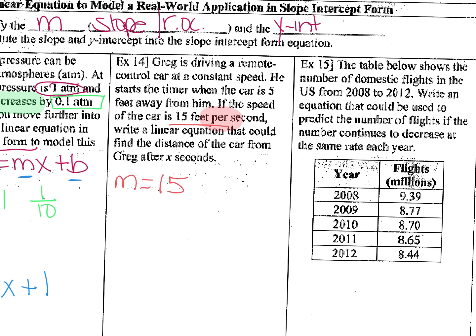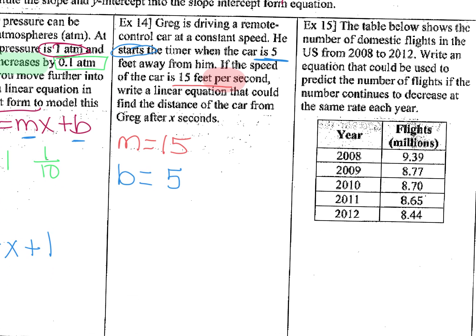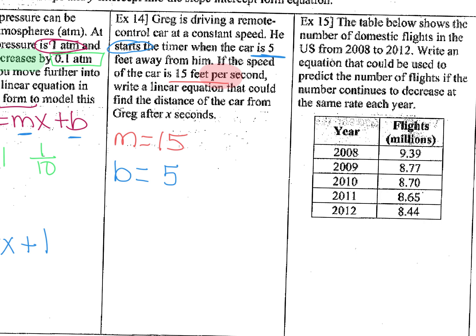Okay. And now, where did Greg begin? Where did he start? Where is his initial? Well, he told me that he starts when the car is 5 feet away. So what is my y-intercept? It's 5. Okay. So now I can write this in slope-intercept form. I have y equals 15x plus 5.